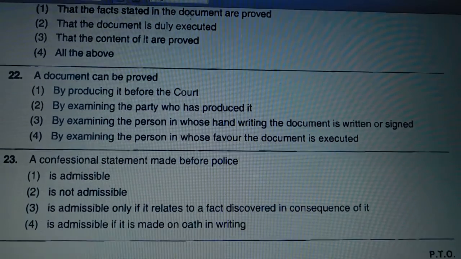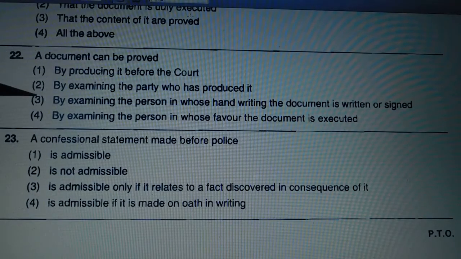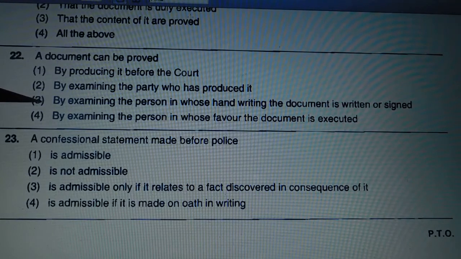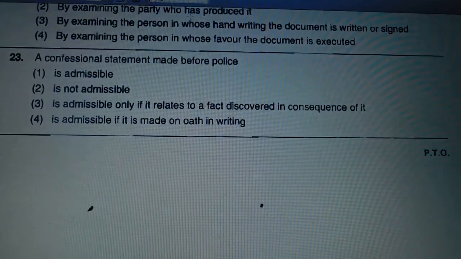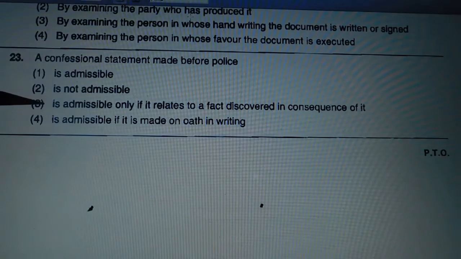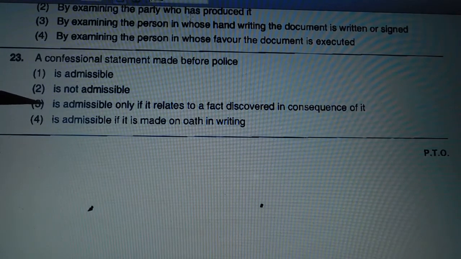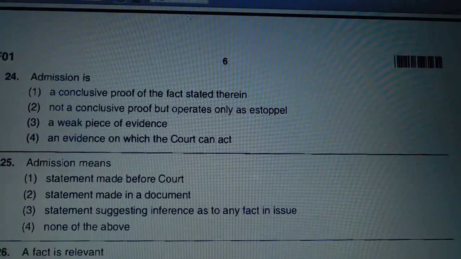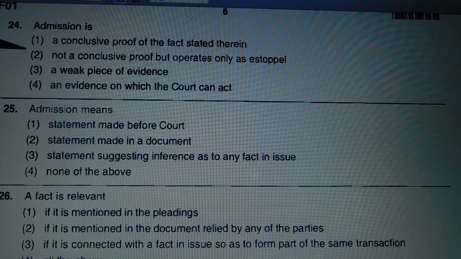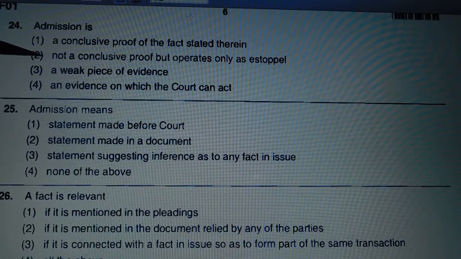A document can be proved? The answer is by examining the person in whose handwriting the document is written or signed. Question number 23. A confessional statement made before police. The answer is admissible only if it relates to a fact discovered in consequence of it. Question number 24. Admission is, the answer is not a conclusive proof but operates only as estoppel.